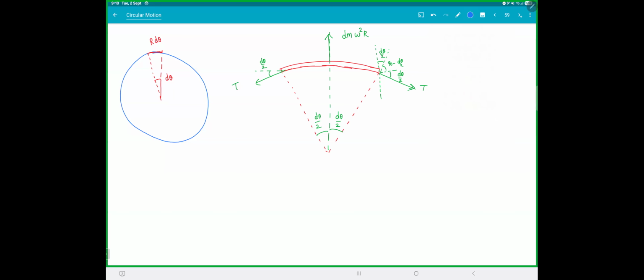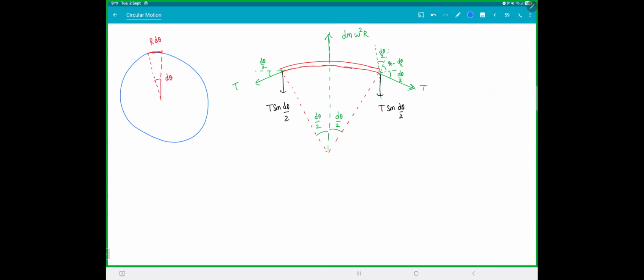So if you resolve these forces into components, this component will be T sine d theta by 2, and this component will be T sine d theta by 2. The horizontal components cancel out. So the vertical components of tension are balancing the centrifugal force. This story which I wrote here is important. Every chapter this will keep coming. The only thing that will change is this centrifugal force will become some other force in some other chapter. But the rest of the story is the same.